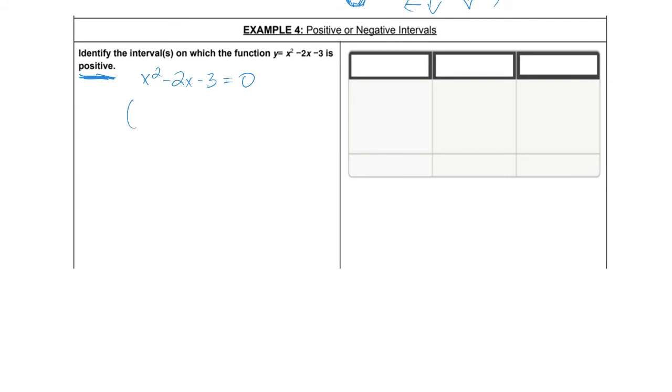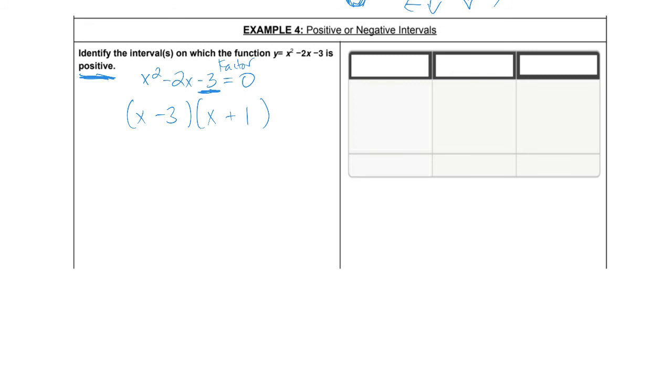So now we want to factor this. We get x and x. So we're looking for which factors of negative 3 add up to negative 2. So that'd be negative 3 times positive 1. Negative 3 plus 1 is negative 2, and negative 3 times 1 gives you that negative 3. So your m and n are negative 3 and 1.